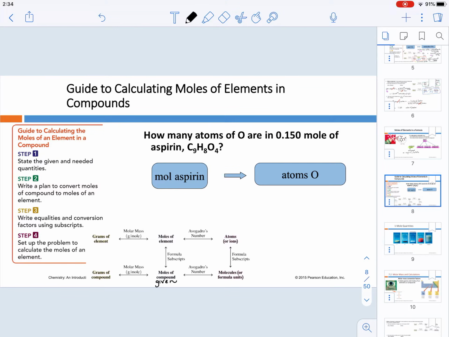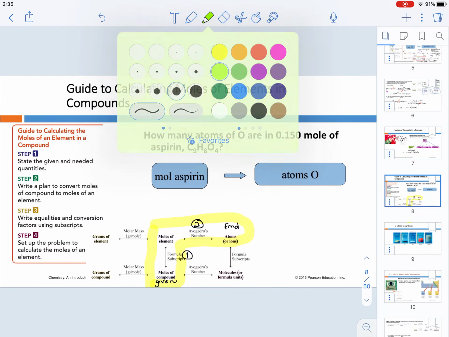What you need to find is going to be atoms of an element, which is here. So in order to accomplish this problem, I'm just going to circle this area and highlight it. We are going to do, in this case, 2 conversion factors. My first conversion factor will be utilizing the formula subscripts. The second conversion factor would be the use of Avogadro's number. And I'm going to highlight that in green.